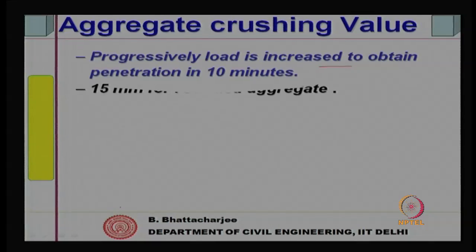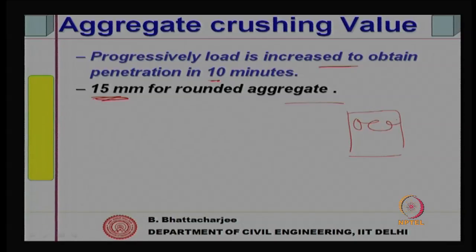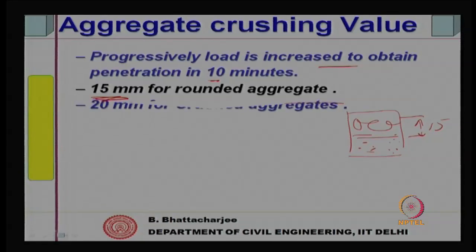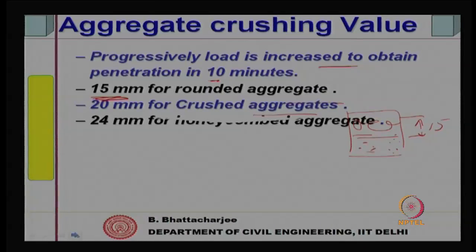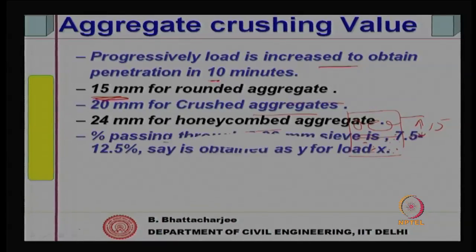This penetration should be 15 millimeter for rounded aggregate, so this penetration is specified. Increase the load such that you get a penetration of 15 millimeter in 10 minutes. Here is your new aggregate after crushing. It should be 15 millimeter for rounded aggregate, then 20 millimeter for already crushed aggregate, because this will still have some failure planes, this will have fewer. And 20 millimeter for honeycombed aggregate, we have looked into honeycombed aggregate when we talked of shape. So, this is what is given.